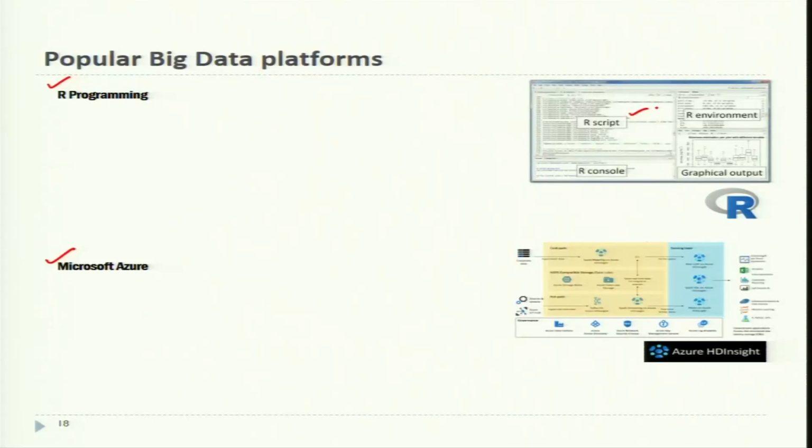It has an R script where we can write a script of the program, and it also has a console where you can download these different points, and the R environment tells you what programs are running. And also we have R Studio, the graphical output. Here we call it R Studio.